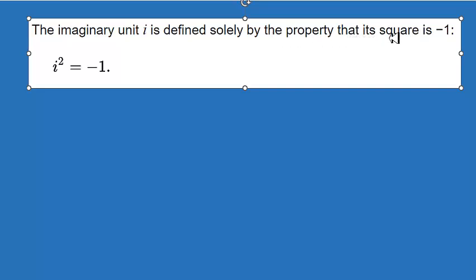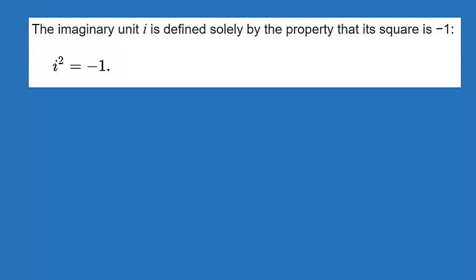So the imaginary unit is defined solely by the property that its square is -1. We predefine i as i squared is equal to -1. Okay, so why is i squared equal to -1? Or more specifically, why is positive i squared equal to -1, and why is negative i squared equal to -1?